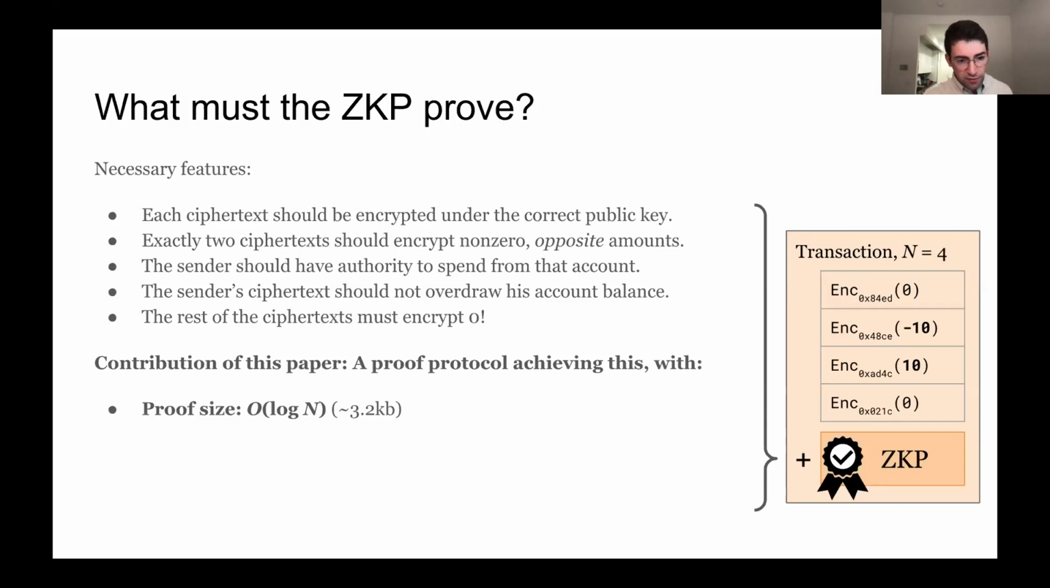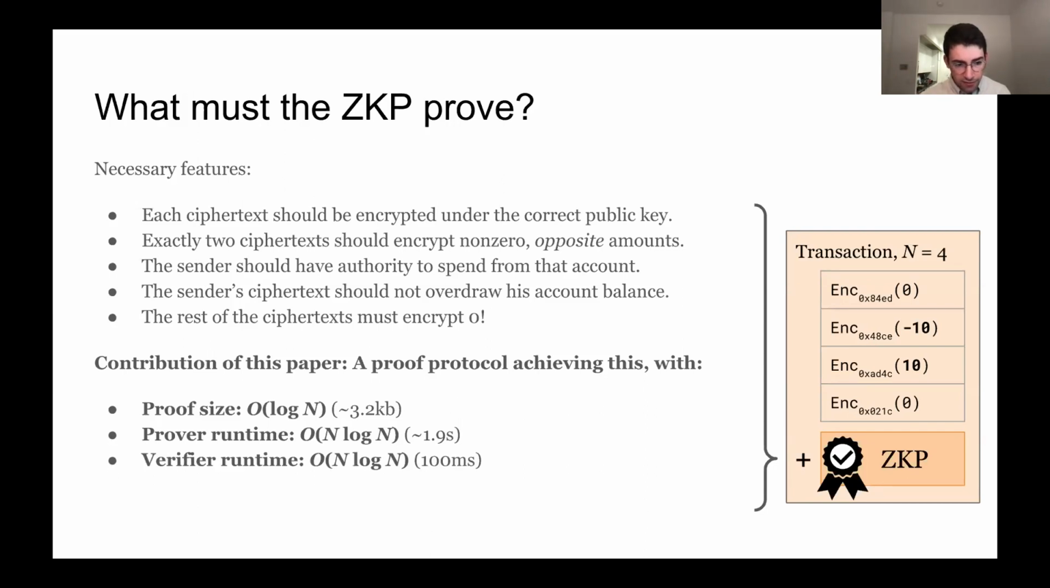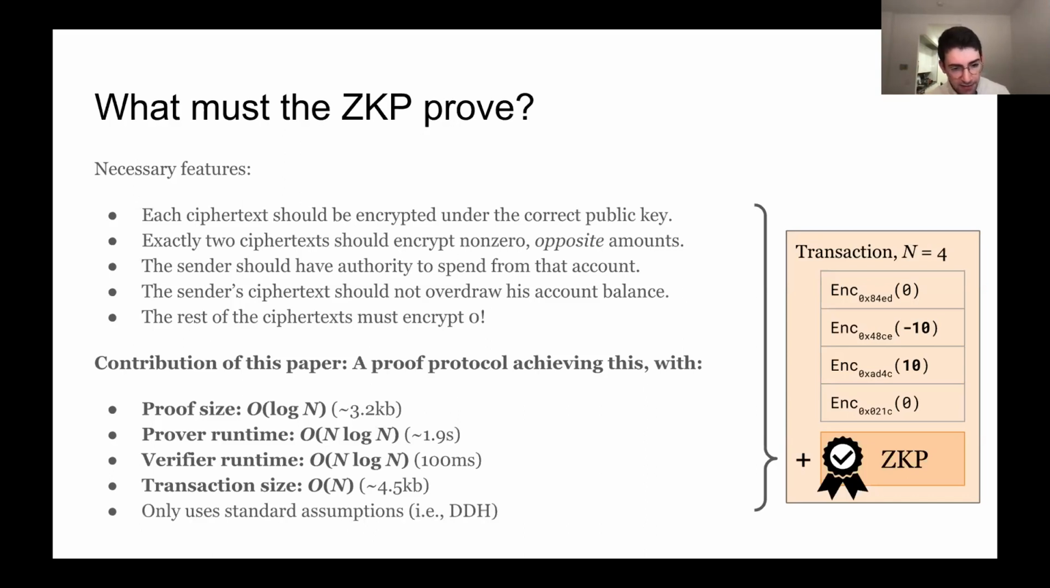In the protocol that I'll present, the proof size grows only logarithmically in the size of the anonymity set, which is good. The prover runtime is quasi-linear, so n log n. The verifier's is too. And the transaction size, of course, is linear because you have to attach this array of ciphertexts, but still has pretty reasonable size in practice. And finally, it only uses standard assumptions and has no trusted setup.